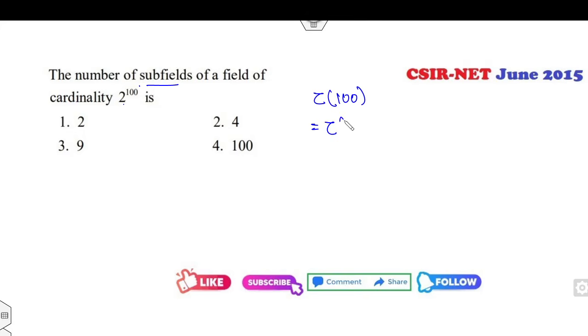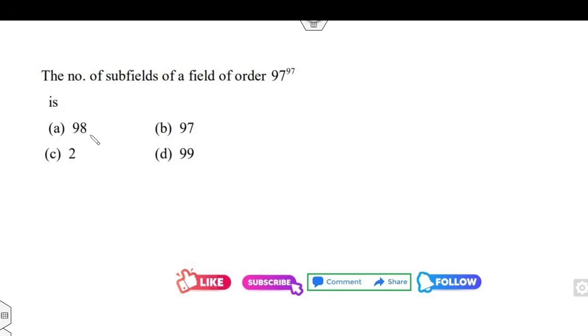So can you write 100? It's 4 into 25. What is the tau of this? That's 2 plus 1, 2 plus 1. So 3 into 3, 9 is the right answer. Again, 10 seconds maximum are needed to solve the problem.